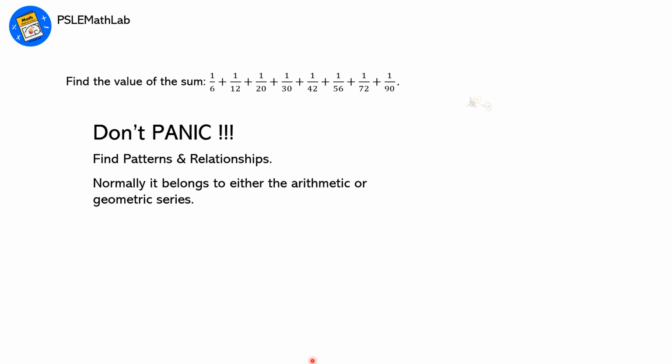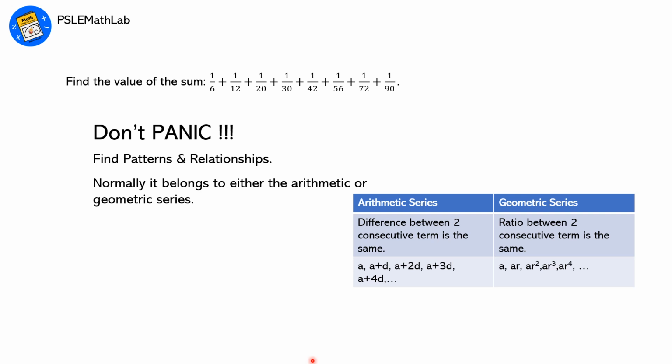And now let's revise what is an arithmetic or geometric series. The arithmetic series is where the difference between consecutive terms is the same. So here the difference between two consecutive terms is a constant d. And for a geometric series, it's a series where the ratio between two consecutive terms is the same. And here, the ratio between two consecutive terms is r. Then now let's see whether it is arithmetic or geometric.